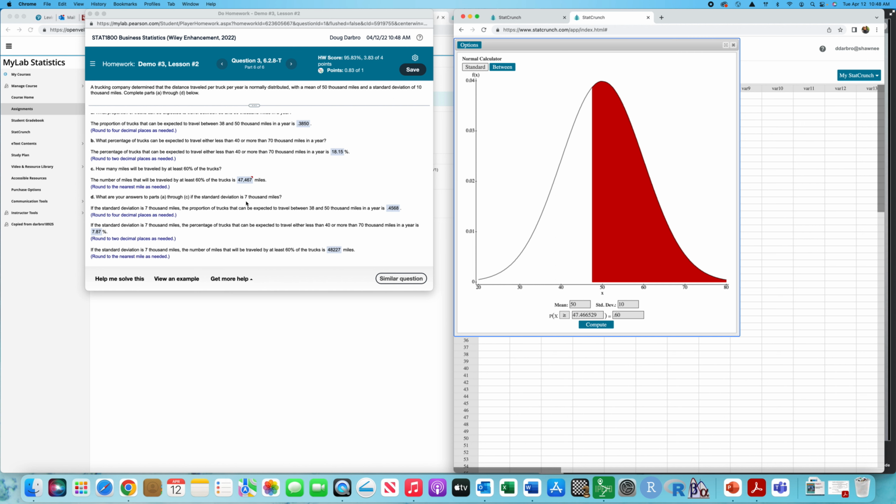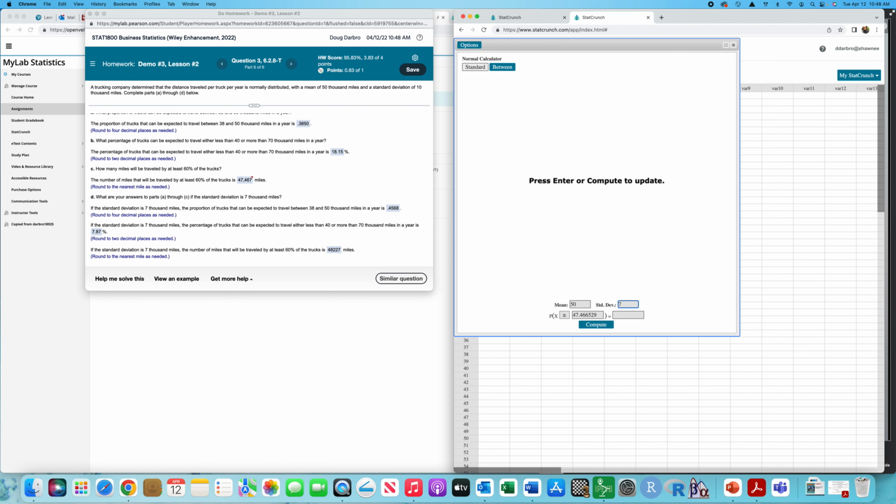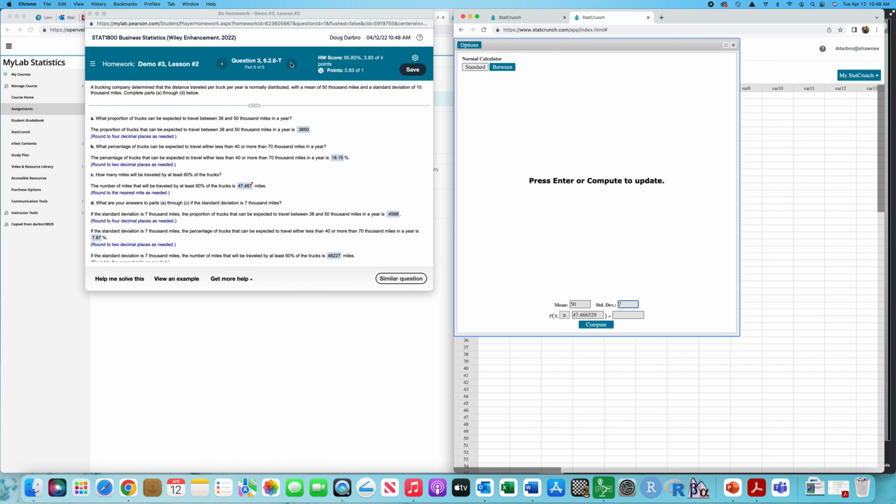How would your answers change? All you have to do there is come in and change the standard deviation to 7 and work all the problems again. I'm not going to do that because there's nothing different from what we did previously. Just change the standard deviation to 7 and go for it.